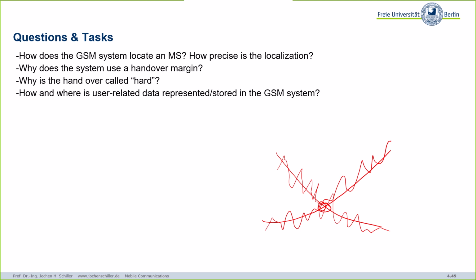Okay, do you have any more questions related to the architecture, to the basic concepts of GSM? Okay, I don't see any questions right now.